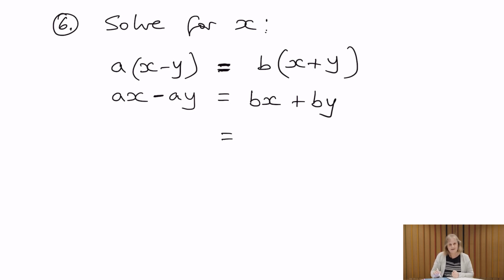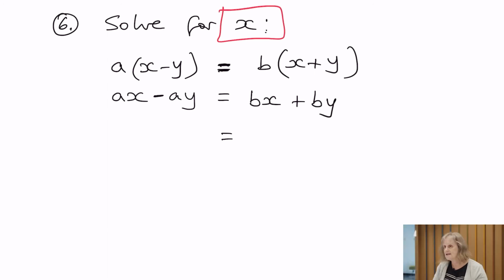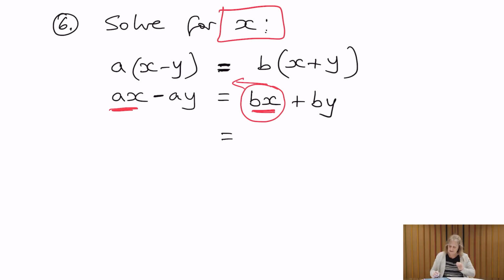So remember, we're solving for X. Okay, so we want to put all the terms in X on one side. Now, we've got X here and we've got X here. So either way we could do this, but we're going to take this term over to the left-hand side. So we're going to just keep all the X's on the left-hand side.